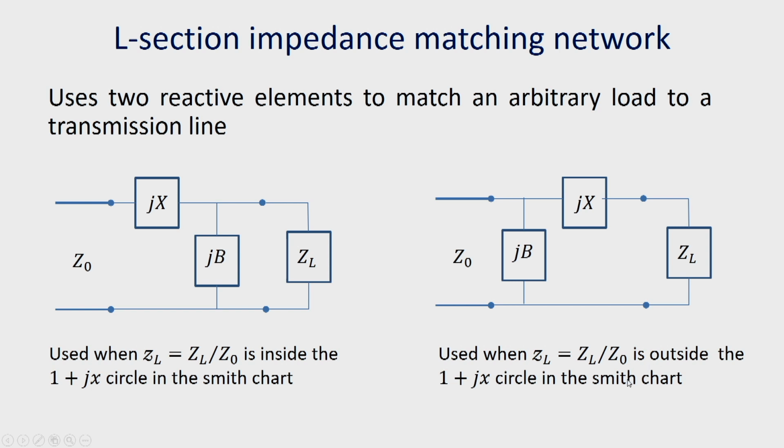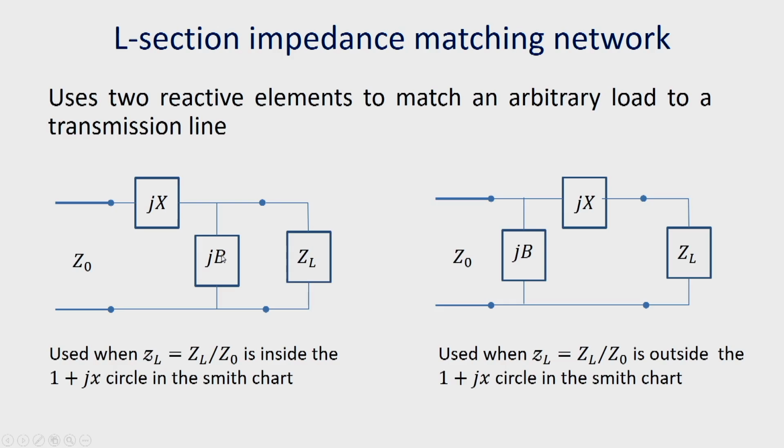What does it mean is that real part of ZL is less than Z naught. Here also this jX can be an inductor or a capacitor, this jB may be an inductor or a capacitor. So, you can see that for these two circuit configurations, essentially we can have 8 different circuit combinations using the lumped elements, inductors and capacitors.